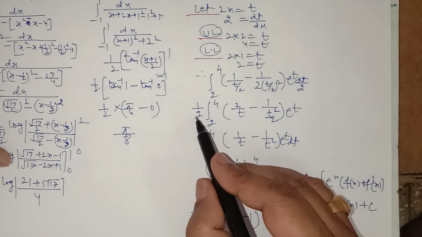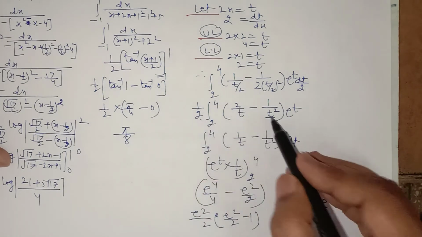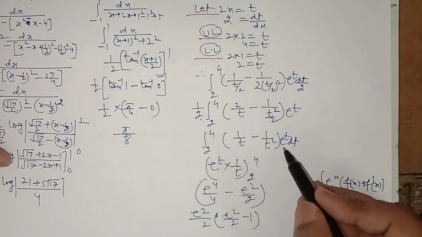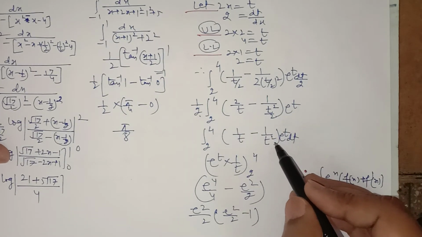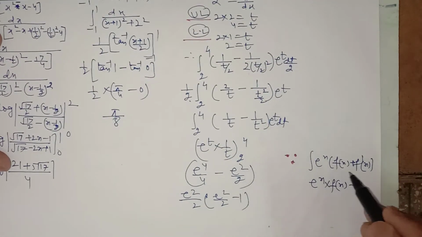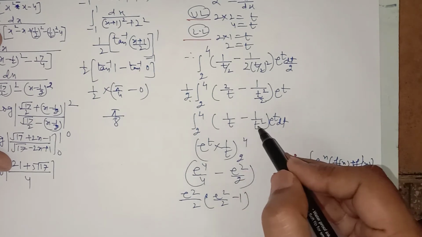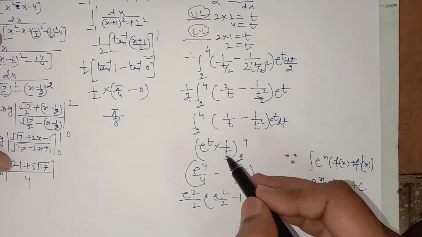That is this into this, 1 upon t, this into this, 1 upon t square. Now this is the property of the definite integral, that is, the integral of e to the power x (f(x) plus f dash x) we have done the full exercise based on this, equal to e to the power x f(x). So it is e to the power x (f(x) plus f dash x). So it will be equal to e to the power t into 1 upon t.